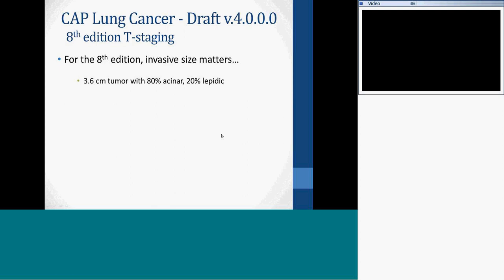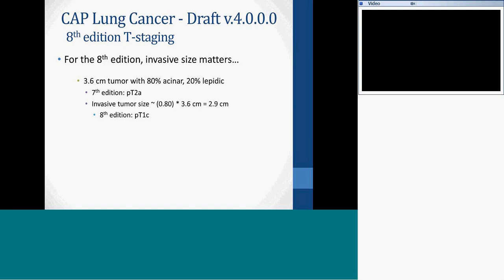Those examples that I'd shown previously: a 3.6 centimeter tumor with 80% acinar and 20% lepidic. In the current edition, this would be a T2A tumor. However, an invasive tumor size of 2.9 centimeters would now be classified under the eighth edition as a T1C tumor.